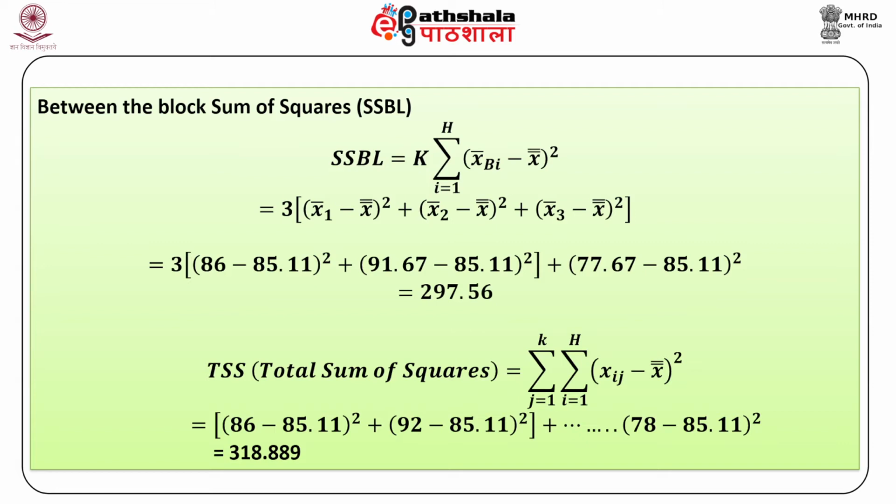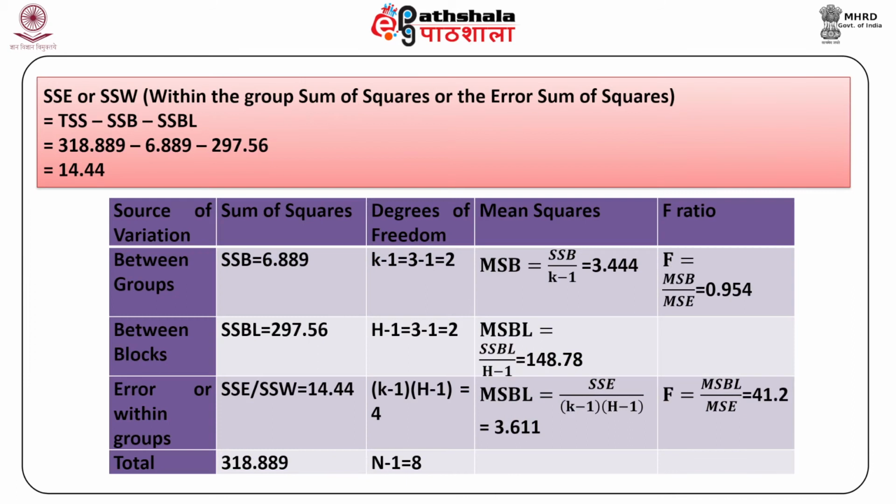Let's now move to the third step, which is finding out the total sum of squares, TSS. How do you find out TSS? TSS is again by definition equal to double summation of xij minus x double bar square, which is nothing but the cell values minus the mean of all these cell values, their squares and their summation over all cell values. So on substitution, you get this equal to 318.889.